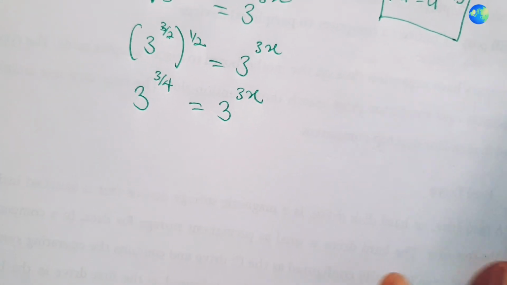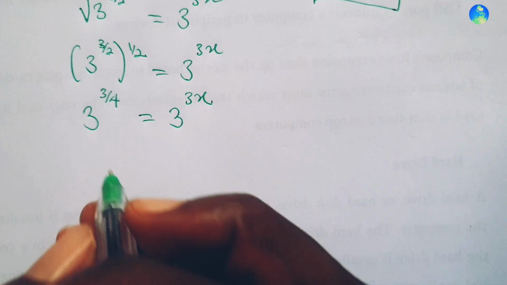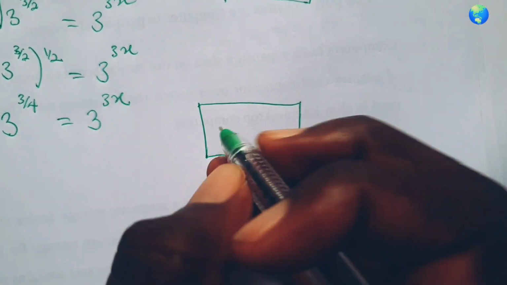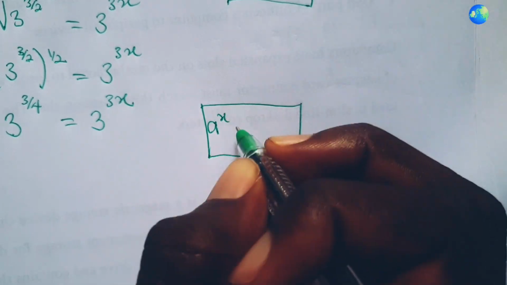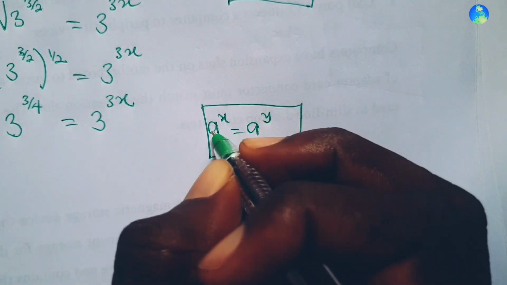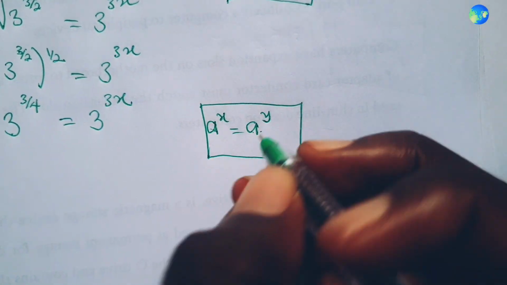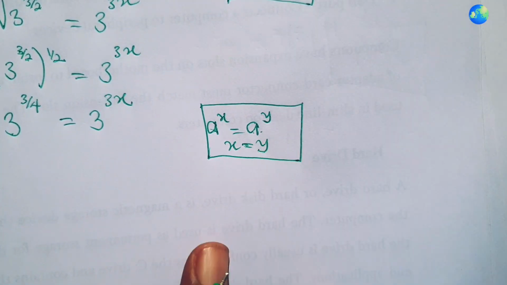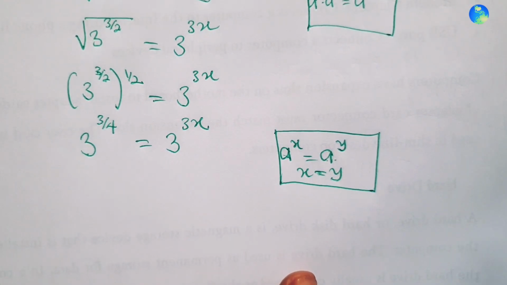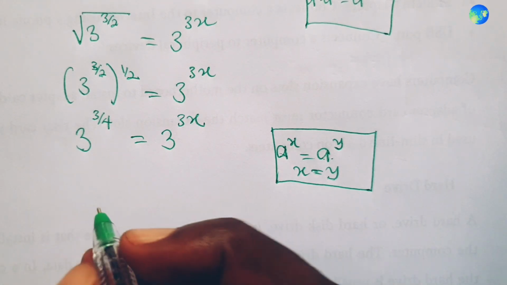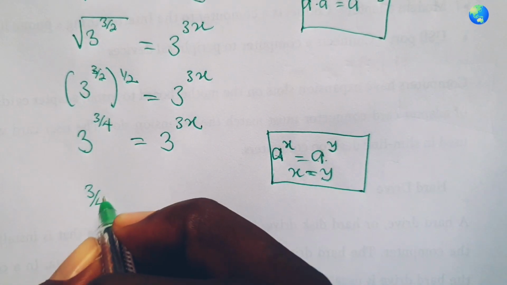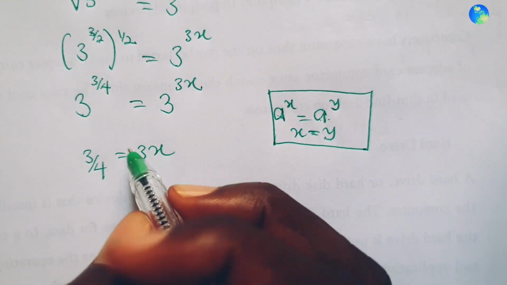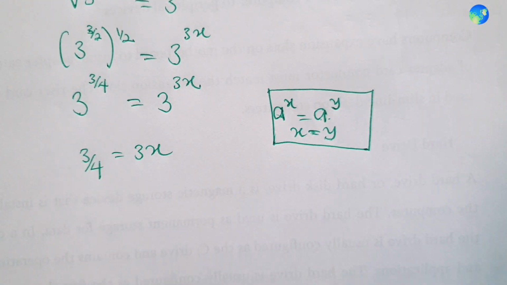So from here, we can equate the powers from that law of indices. I'll always remind you of it. If you have a power x equal to a power y, you can see that we're having the same base a, right? We'll just equate the power. That means x is always equal to y. So we are going to use that mindset here, right? So this is going to be 3 over 4 equal to 3x, which we can now solve for x, just like what the question asked for, right?